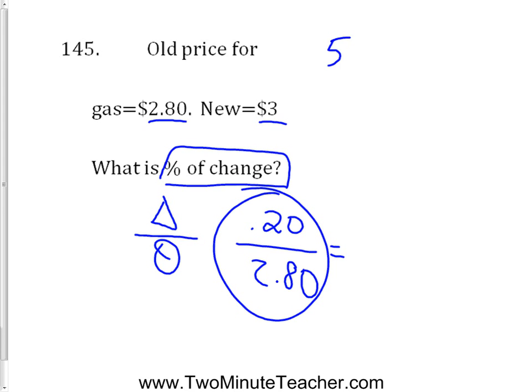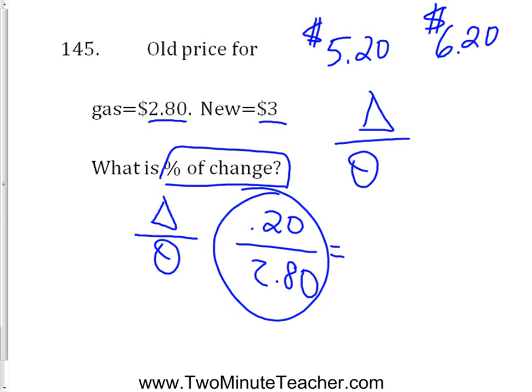Let's do another one. Let's say it was $5.20 for a small pizza, and it's gone up to $6.20 now for the small pizza. Well, I do the change over the original, and the change here would be $1 divided by the original would be $5.20. And if I take $1 divided by $5.20, I'll get my percent, and that'll tell me what percent of increase it was. Now, many things increase, some things decrease. But it's the same idea, it's just that it's a negative number on top.